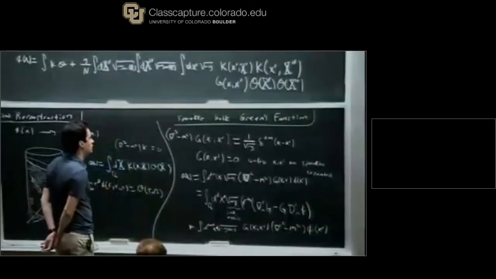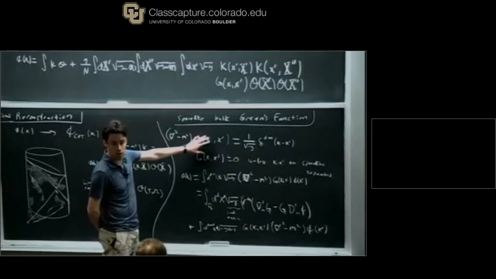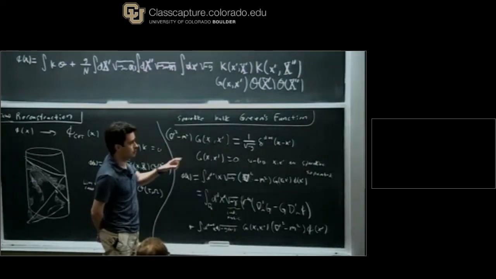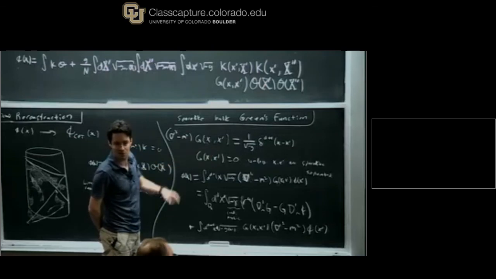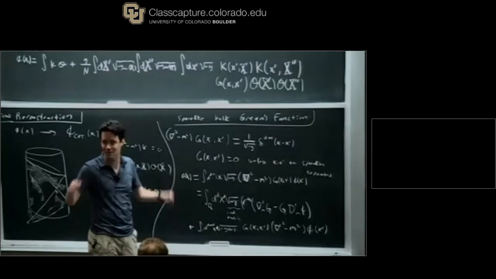I don't know. The best thing I can say is that since I could construct G as a function by the symmetry argument that I made, I can extract K by doing this. Whereas for Rindler, there wasn't a symmetry argument like that, like a Rindler space-like Green's function.